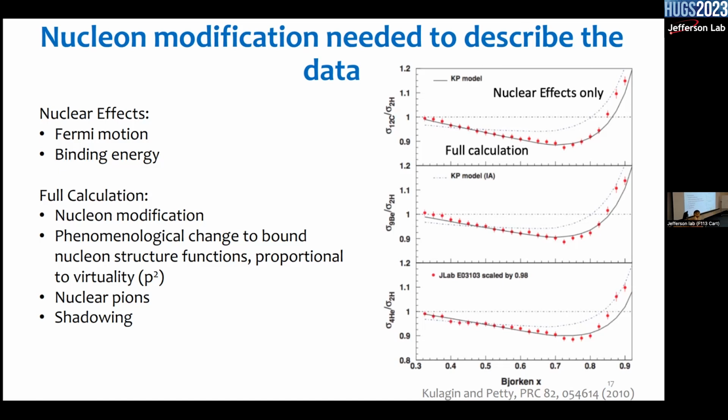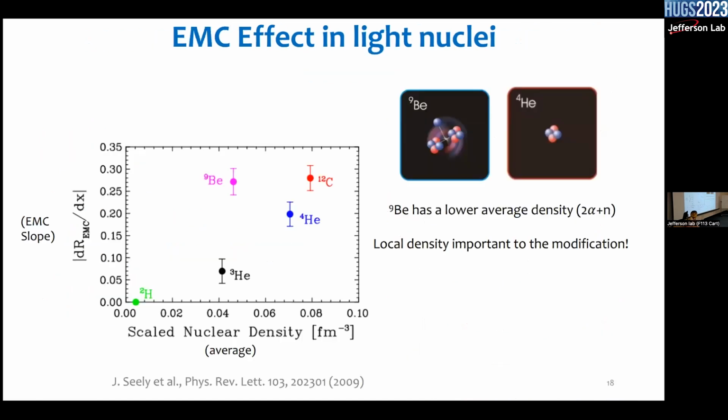But the full calculation then includes some considerations for nucleon modification, basically off-shellness or changes to the bound nucleon structure functions for the virtuality, and then nuclear pions and shadowing considerations. So they can replicate these things, but these models aren't the complete description.